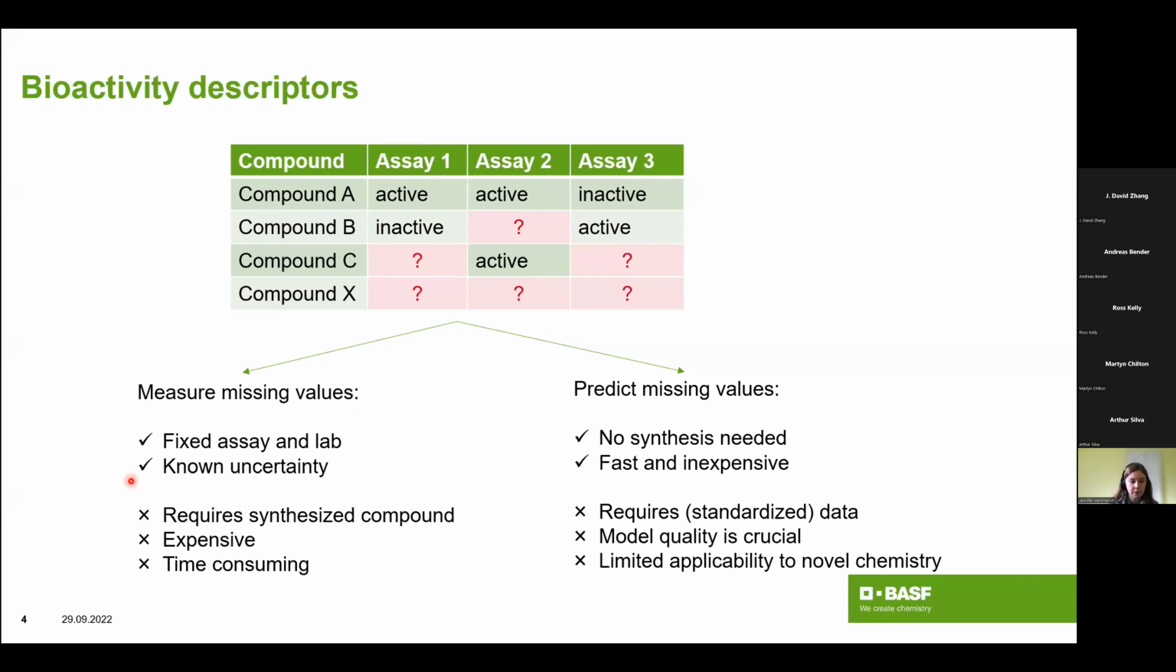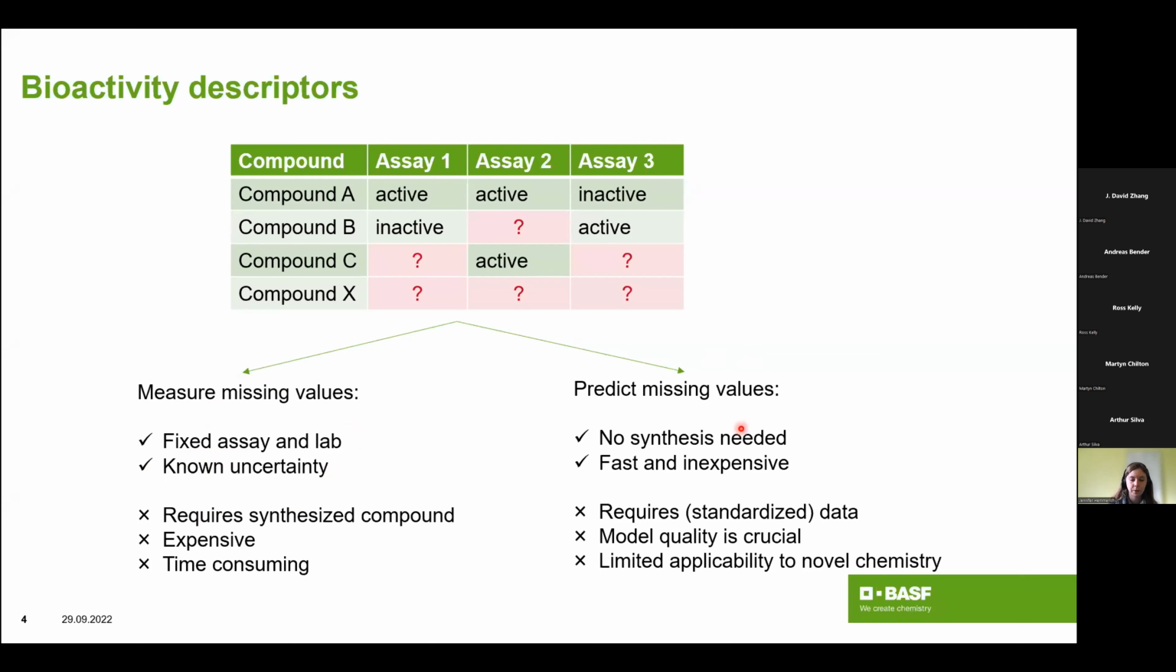However, of course, if we measure all these values, we always have a fixed assay in the lab, because we can do that in a specific lab at the university, internally at BASF. And of course, if we know the assay and the lab, we also have a known uncertainty. So we know how good the assay is. However, of course, measuring is not really feasible. So we thought, why not predict those missing values?